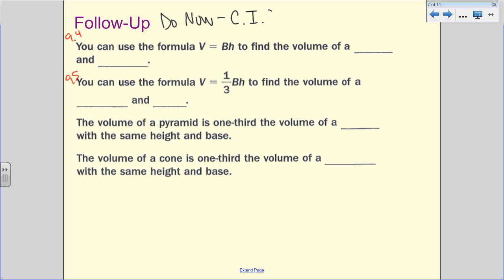And then once again, these will be ones that we check in class.